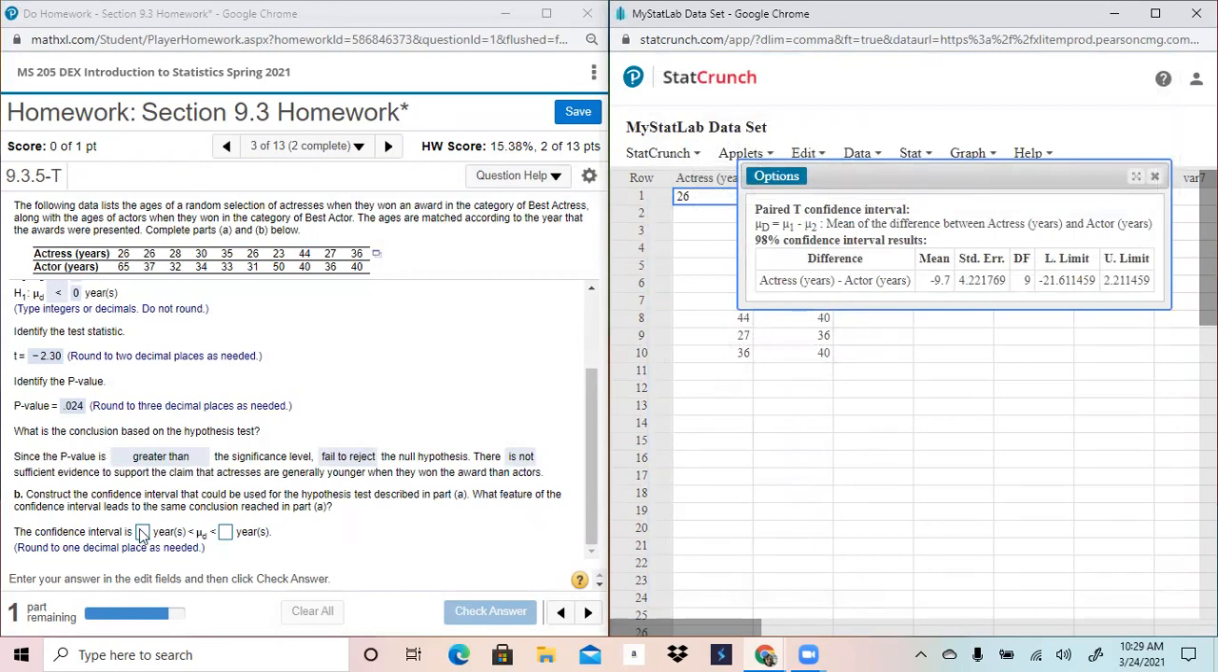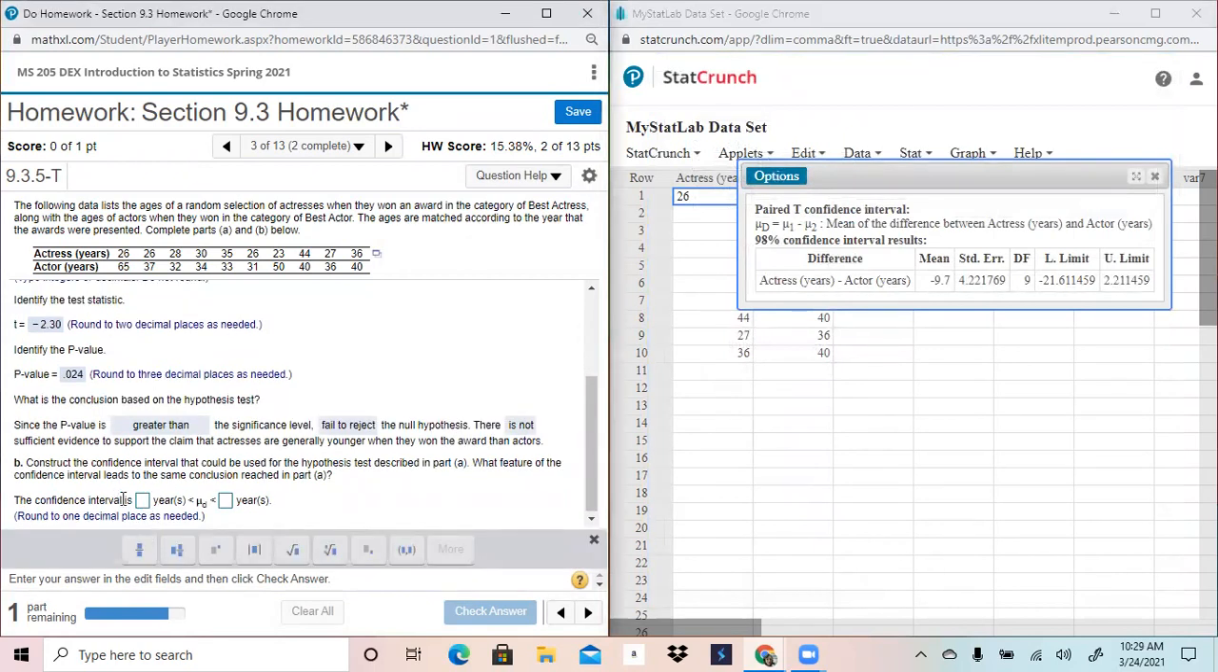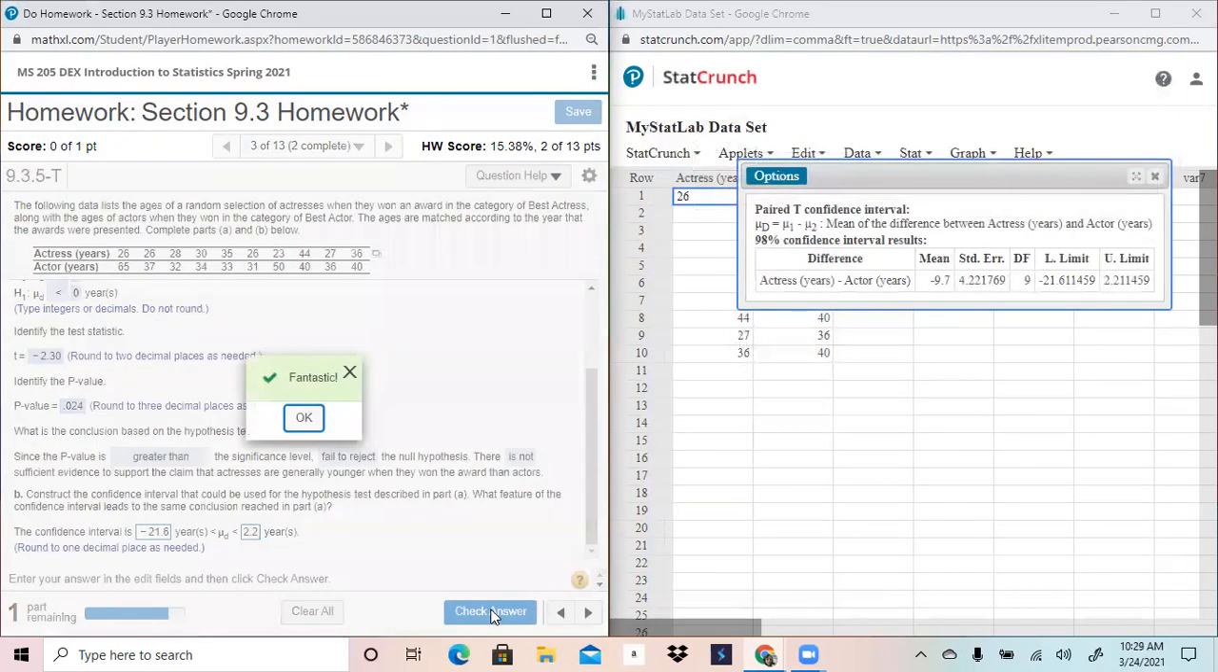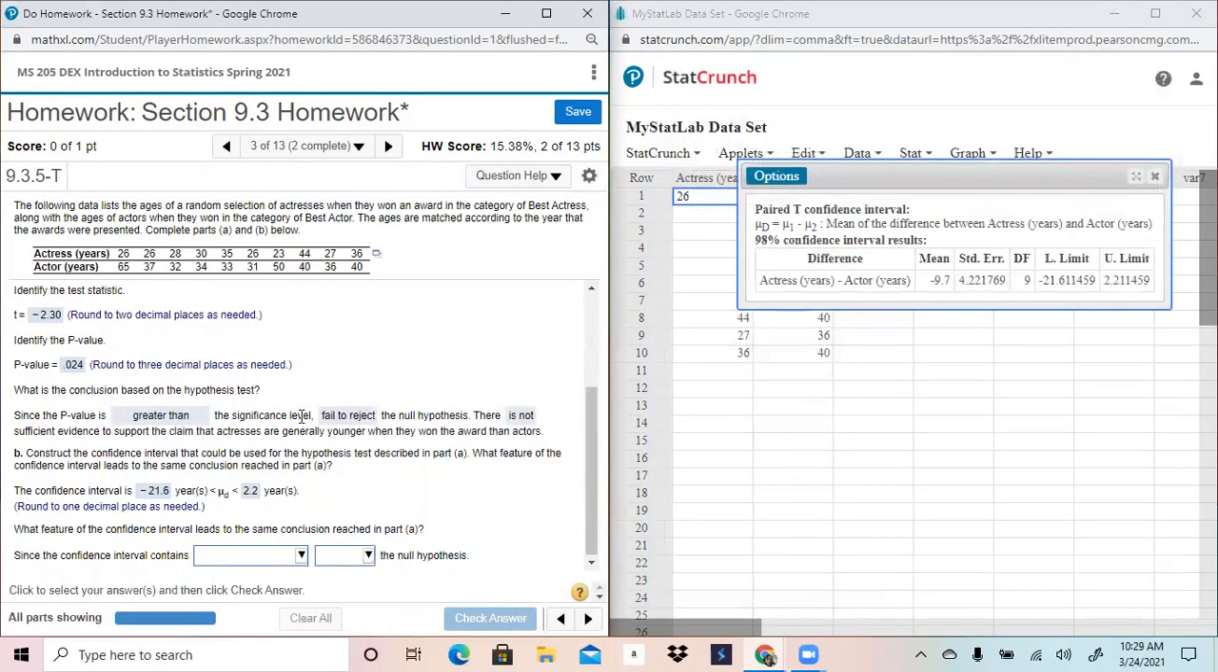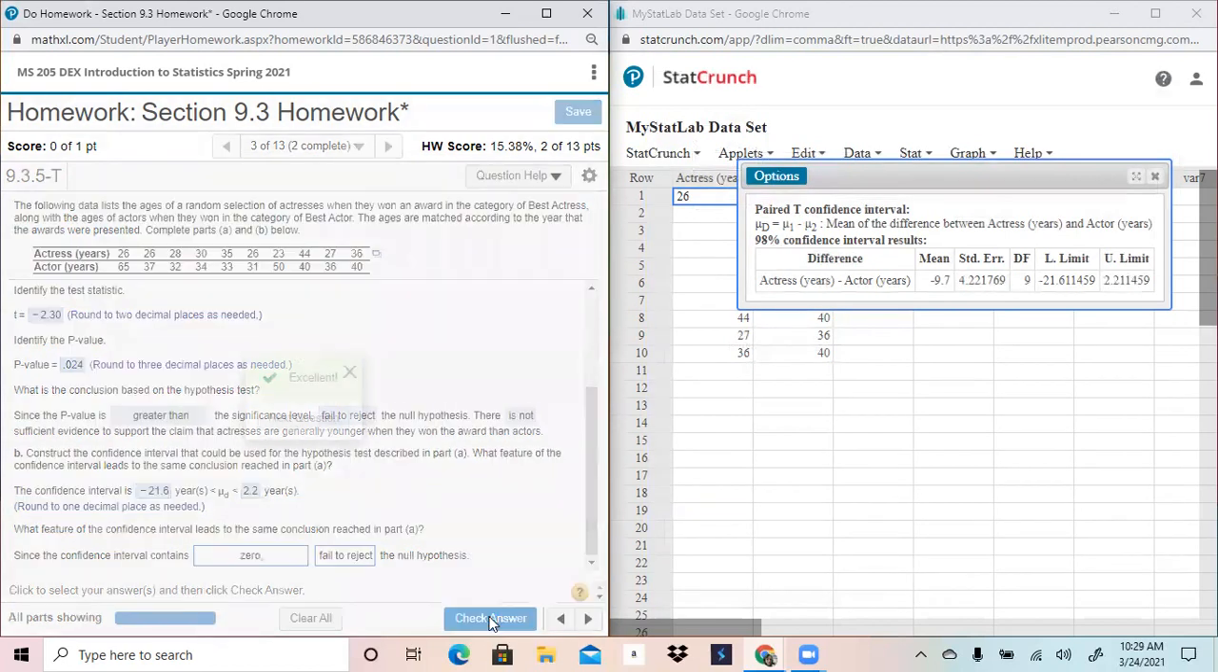We want to compute that. So the lower limit is going to be at negative 21.6. Upper limit is 2.2. Since the confidence interval contains 0, although only barely, we fail to reject the null hypothesis because that means the difference is 0 or could be 0. That's how you do this.